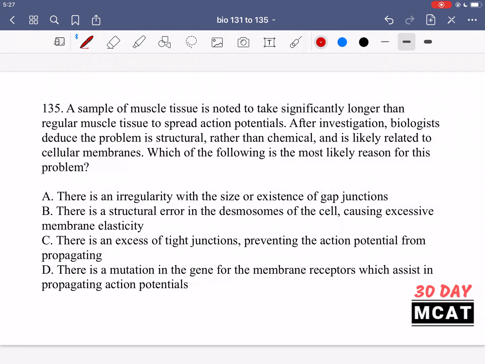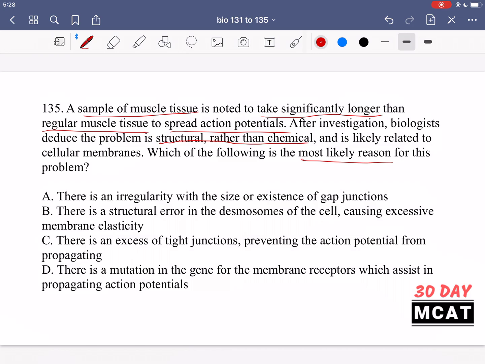So think about how regular muscle tissue spreads action potentials, and now we have a small sample that takes significantly longer. So think about how regular muscle action potential is propagated, and then now something in that process has gone wrong. We're told that this is structural rather than chemical, so there's some structure in the muscle tissue that is affected. It's not some chemical that's been affected. It's likely related to cellular membranes, so which one is the most likely reason?